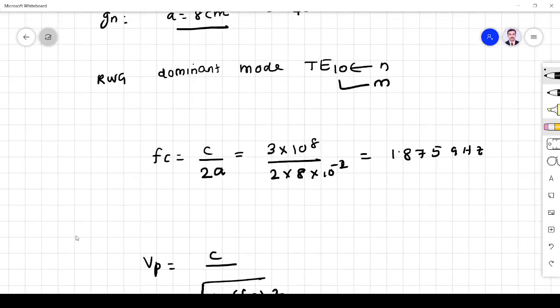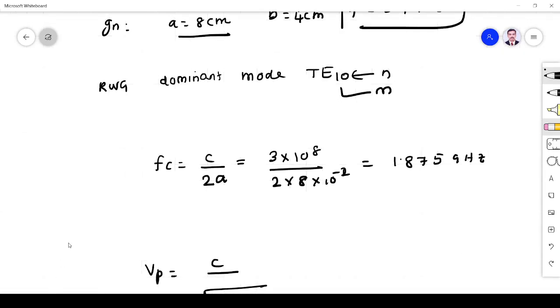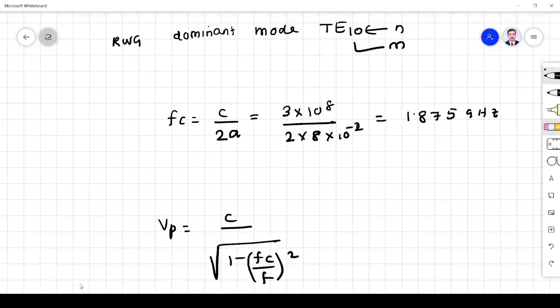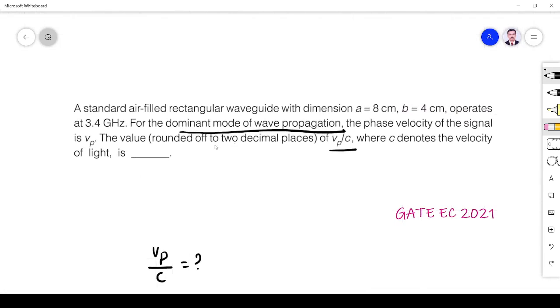So F they have given, 3.4 gigahertz, right? This is the operating frequency they have given. So giga cancels. So I simply put 1.875 divided by 3.4 whole square. So this implies Vp by C is equal to 1.198. They asked up to how many decimals? We have to round off to 2 decimals. 1.198, so it is nothing but 1.20. Right? So that's it. Thank you.